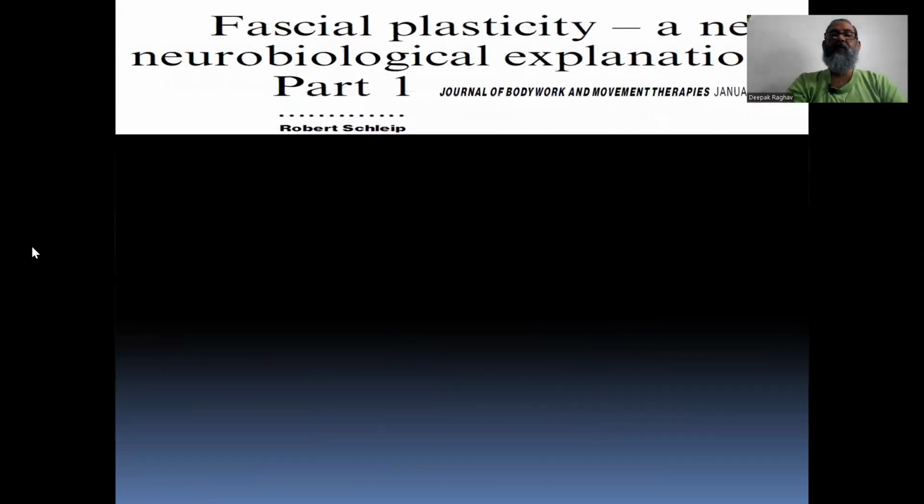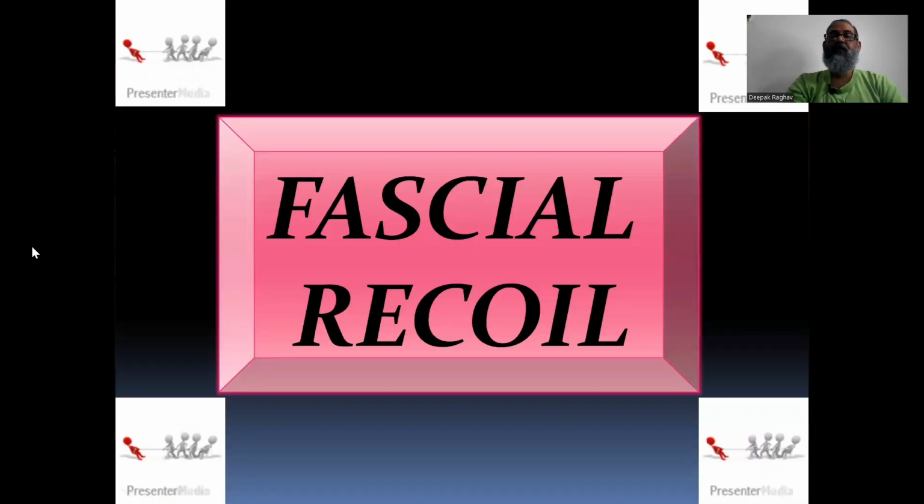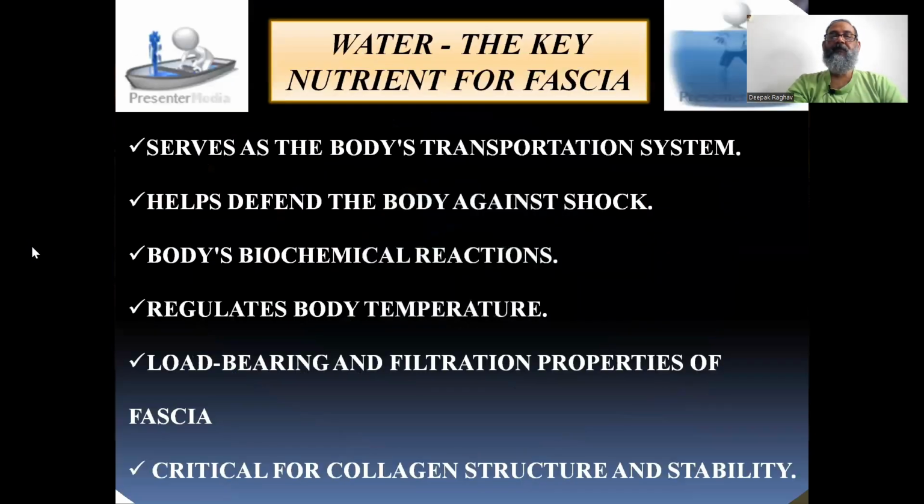Now, fascial plasticity, a neurobiological explanation. This is the toe region, physiological loading, microfailure, and complete failure. Now come to the fascial recoil. Fascia has recoil.